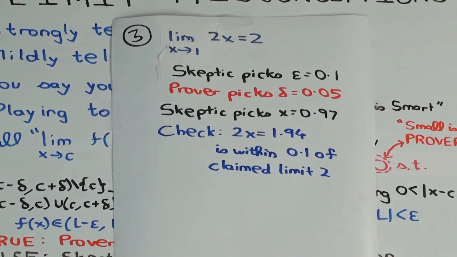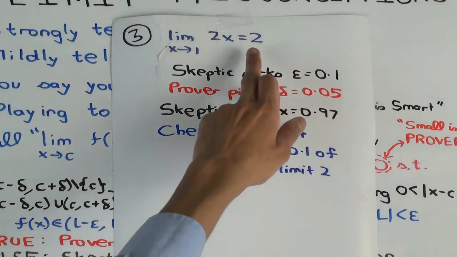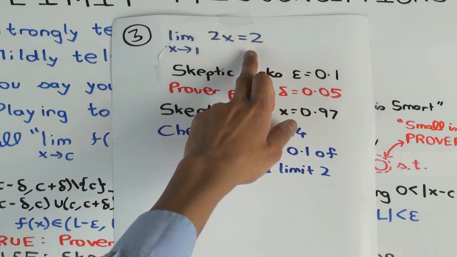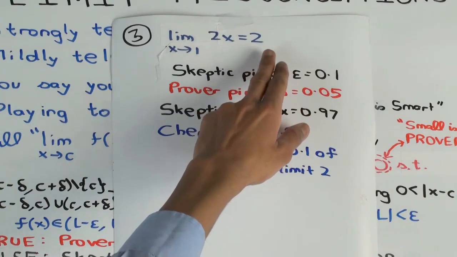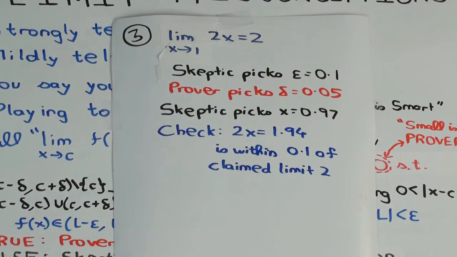Let's do this one. So this is a limit claim, right? So it says that the limit as x approaches 1 of 2x is 2. Okay? So how do we go about showing this? Well, the idea is let's play the game, right? So let's say the skeptic picks epsilon as 0.1. Okay? The prover picks delta as 0.05. So the skeptic, when picking epsilon as 0.1, is saying, please trap the function between 1.9 and 2.1. Okay, find the delta small enough so that the function value is trapped between 1.9 and 2.1.